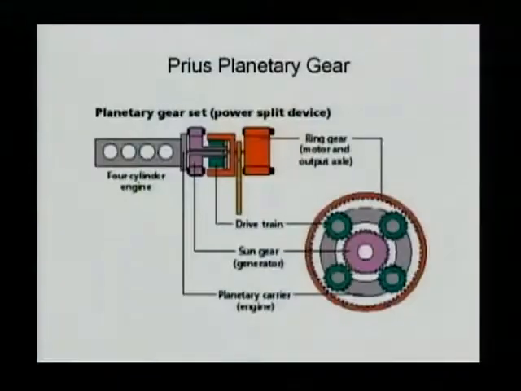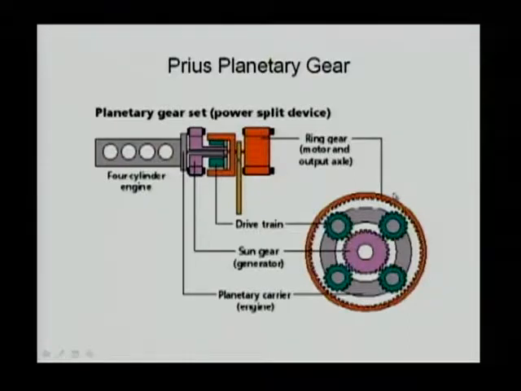The diagram here shows the powertrain layout of the Toyota Prius hybrid. On the top is a side view of the powertrain. On the right is a four-cylinder engine that is connected to the carrier. So the engine is connected to the carrier in this system, which is different from the previous two examples we just looked at. The generator is connected to the sun gear, and the ring gear is connected to the output.